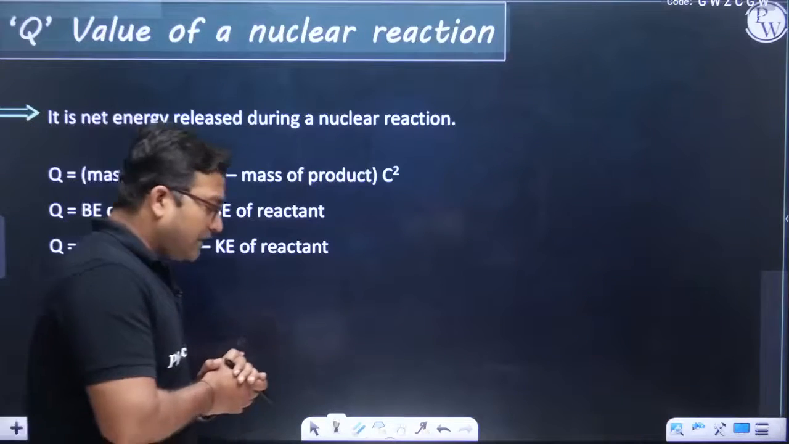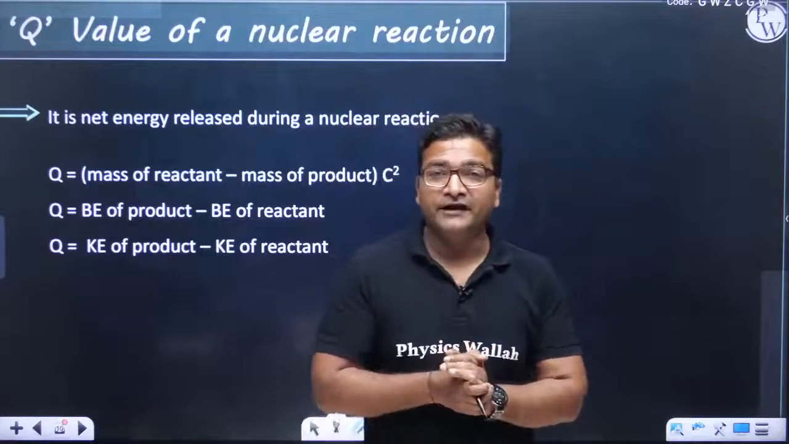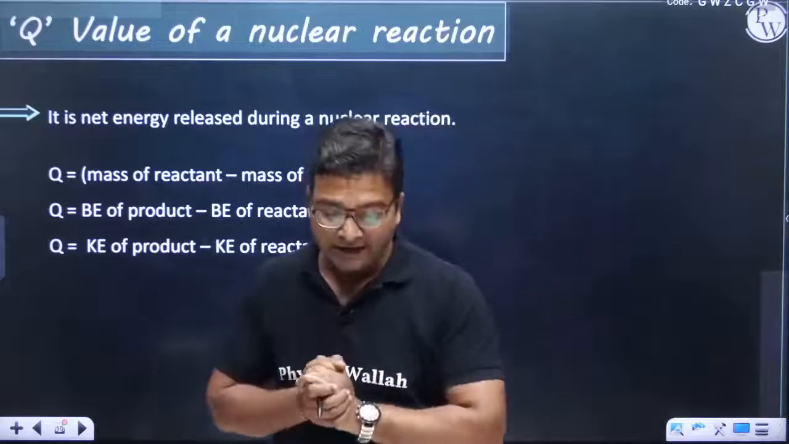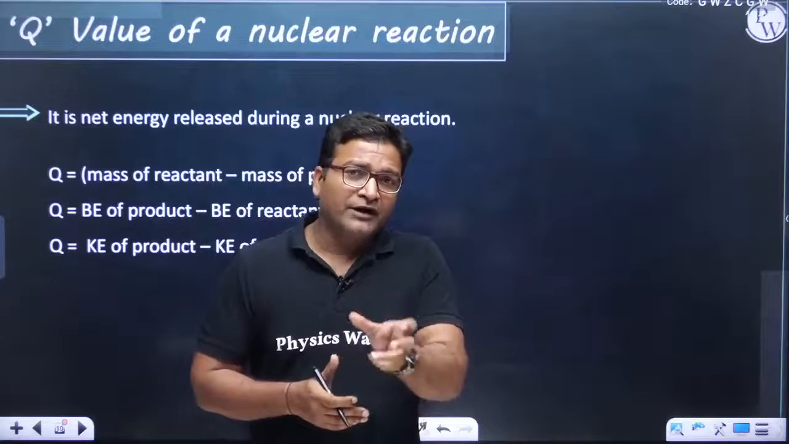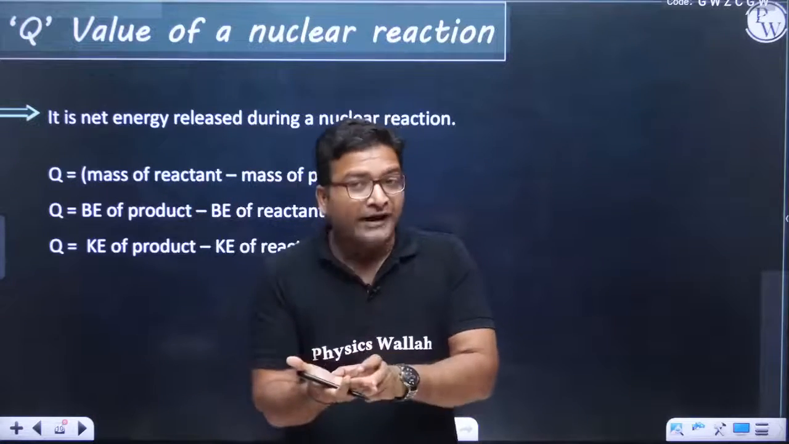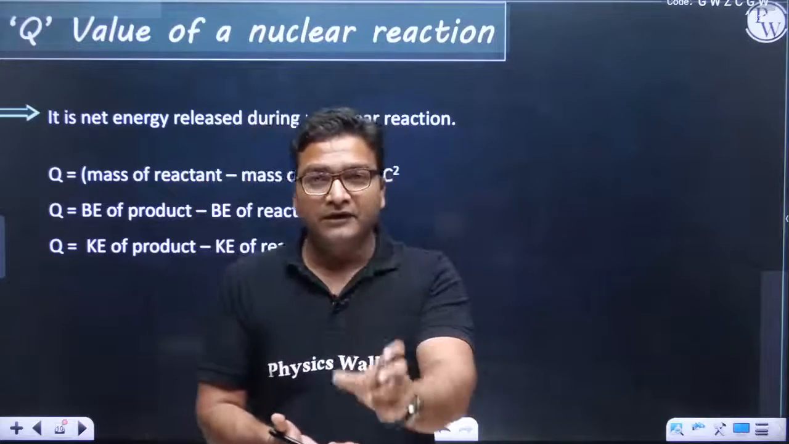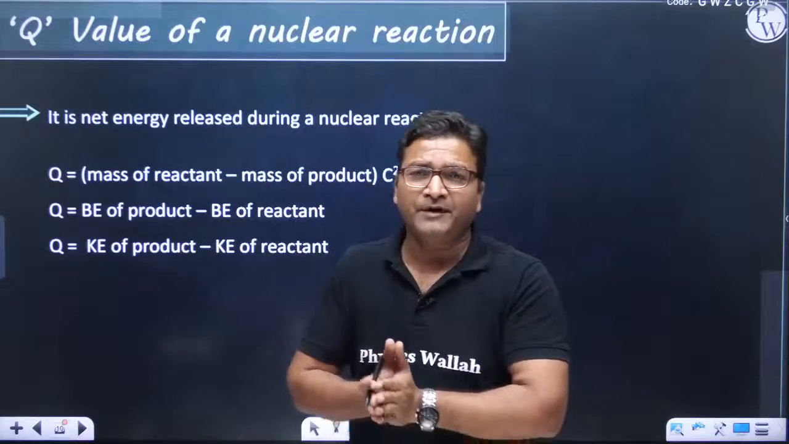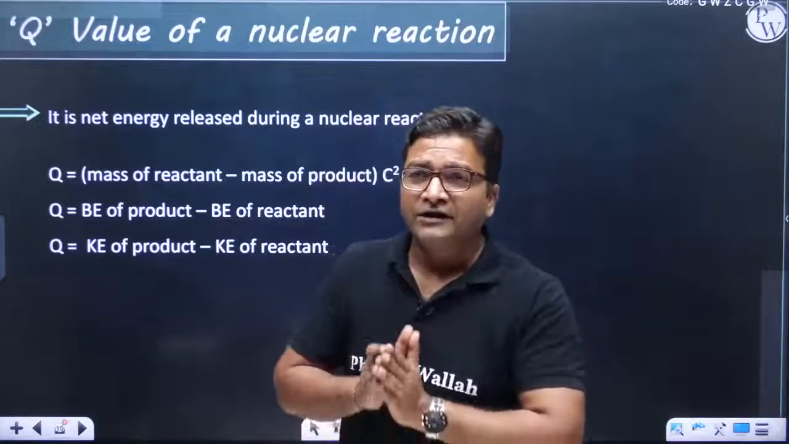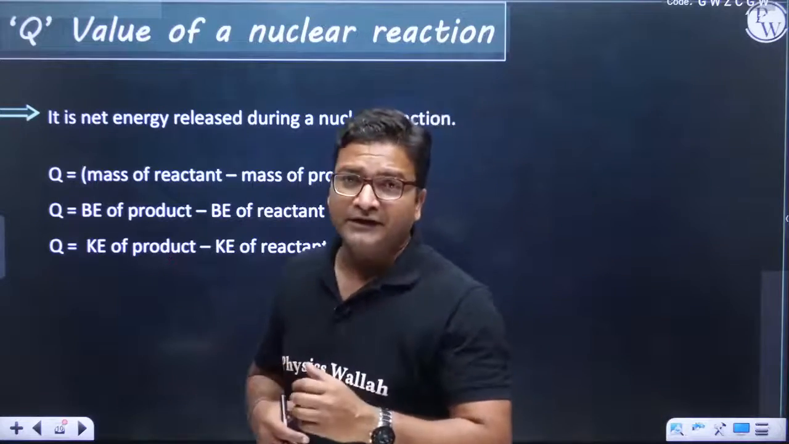Next, now we have a very important term numerically in nuclear physics, and that is the Q value of a nuclear reaction. What is a Q value? If you take the example of a particular nuclear reaction, the Q value would be the net energy released in that nuclear reaction. It's a very simple concept, it is the net energy released during a nuclear reaction. So how to calculate the Q value?